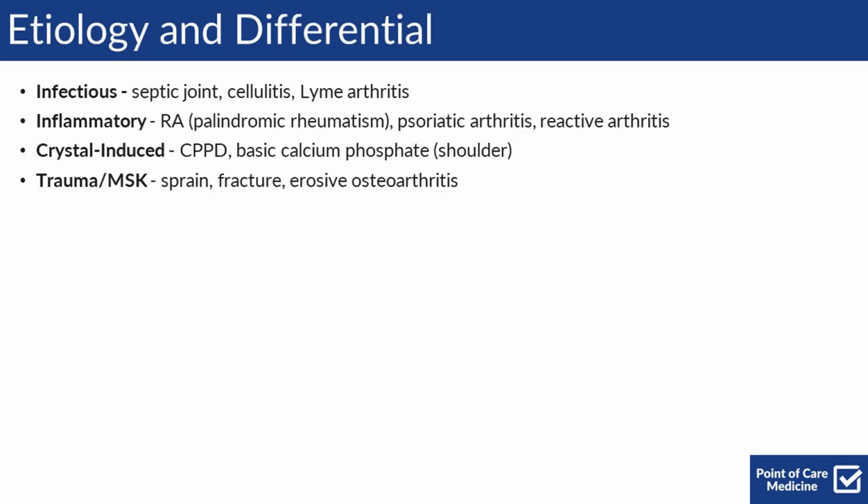For the etiology and differential, infectious etiologies include a septic joint, cellulitis, and Lyme arthritis. Inflammatory etiologies include RA or palindromic rheumatism, psoriatic arthritis, and reactive arthritis. Other crystal-induced etiologies include CPPD or pseudogout and basic calcium phosphate, which most commonly happens in the shoulder. Trauma and MSK etiologies can include sprains, fractures, and erosive osteoarthritis.